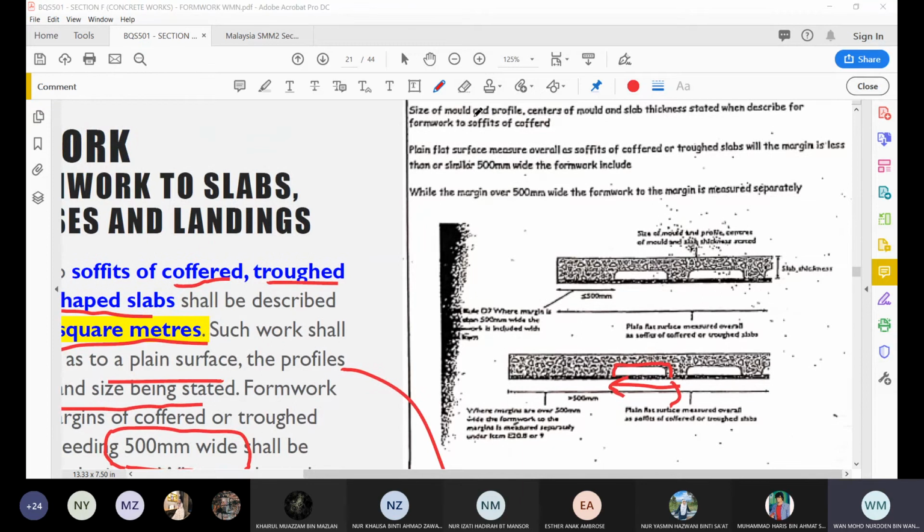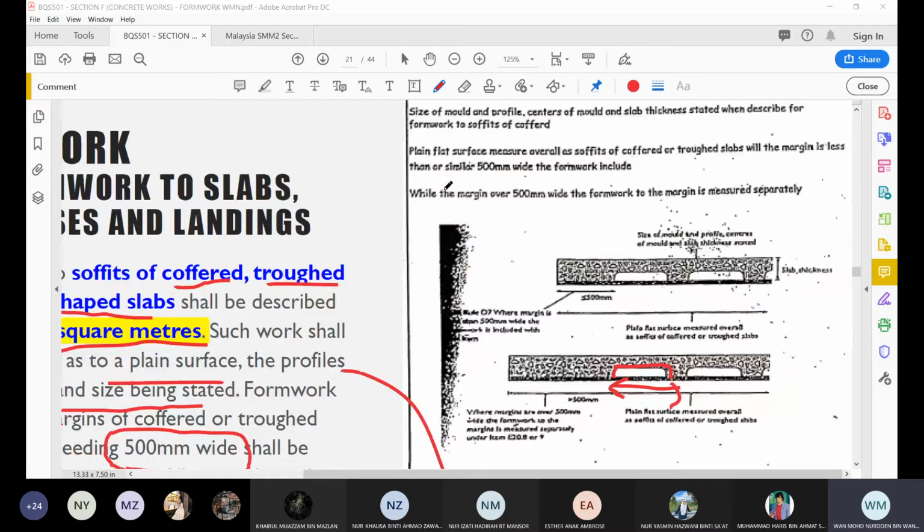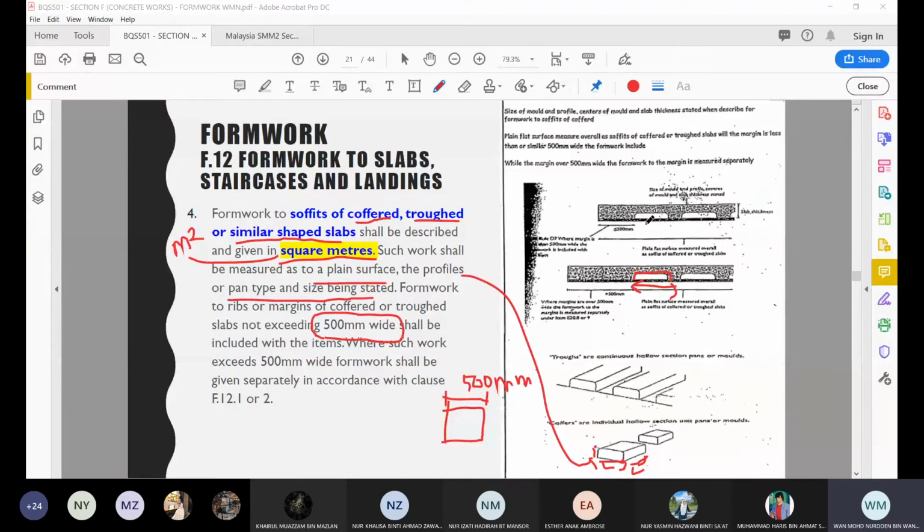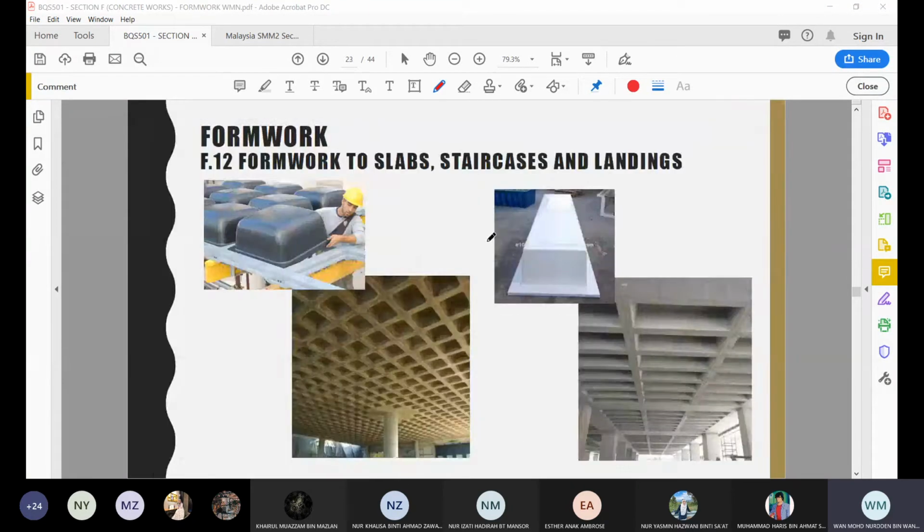Okay, size and profile, centers of mold, slab thickness stated were described for formwork to soffit of coffered. Plain flat surface measure overall as soffit of coffered or trough slab where the margin is less than or similar 500 mm wide. Okay. The formwork included, while the margin over 500 mm wide, the formwork to margin is measured separately. Okay. Tak apa, nanti kita ada contoh, nanti kita tengok macam mana.